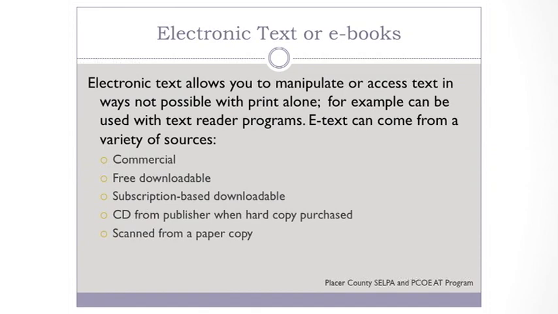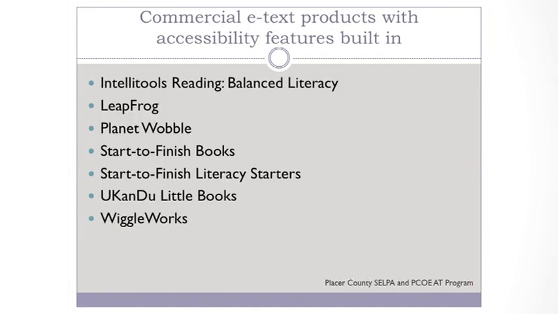Electronic text and ebooks. This is a big area. It allows students to access text which they might not otherwise be able to access with the traditional print. So there are a lot of downloadable e-text out there. They're subscription-based. CDs come from publishers now, and text can also be scanned from a paper copy. You have to have a special kind of scanner called an OCR scanner, which can translate that text into the proper format. Commercial e-text products, we've got IntelliTools, Leapfrog, Planet Wobble, Start to Finish books by Don Johnston, the Literacy Starters, You Can Do Little Books, WiggleWorks.